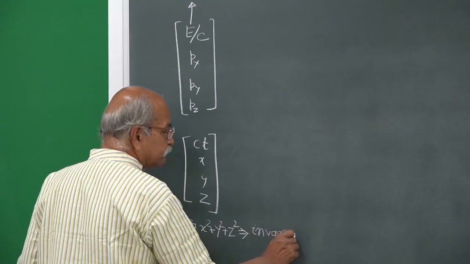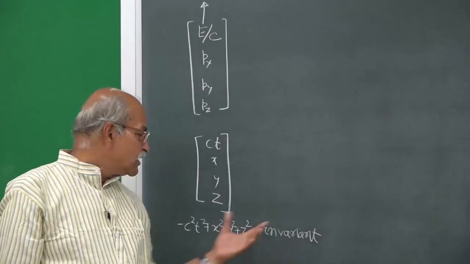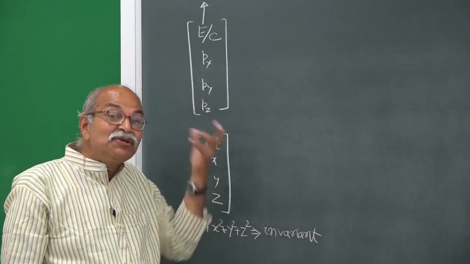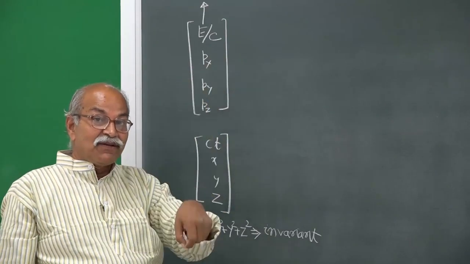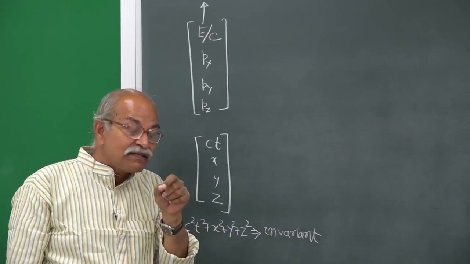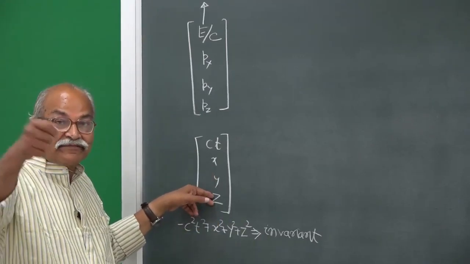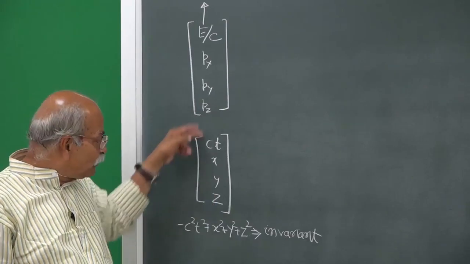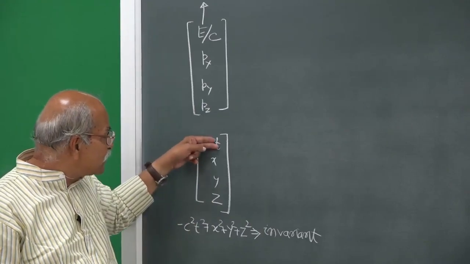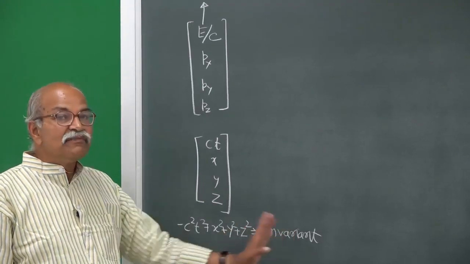Invariant means if you change the frame from S to S prime, this does not change, and we just call it the magnitude of this vector. Just like in our normal 3-dimensional geometry, the magnitude of a vector, of course the square of that, is x square plus y square plus z square, the position vector. So, for a 4 vector we define a similar quantity, and that will be minus c square t square plus x square plus y square plus z square, and that quantity remains invariant.